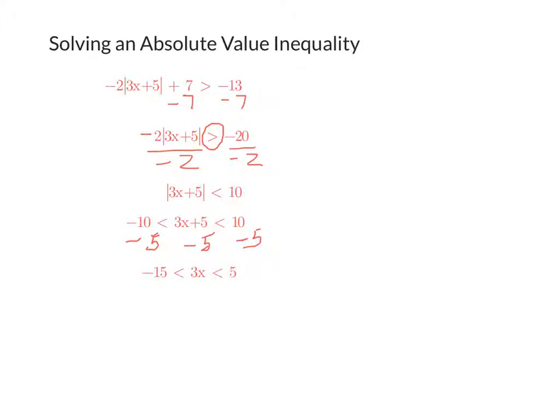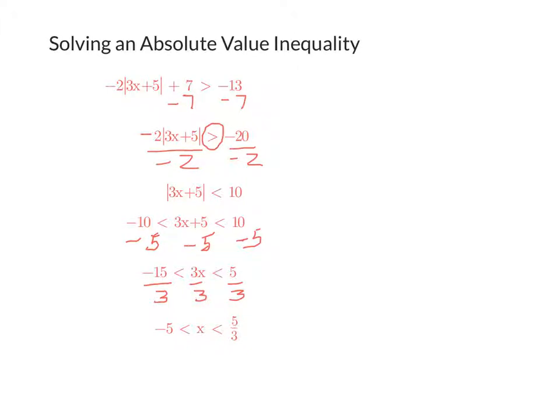Okay, and what I'm going to do at this point is once again divide both sides by 3, but in this case don't forget we're dividing by positive 3, so we don't have to change the sense of the inequality. So divide the left, the middle, and the right by positive 3, and we'll get our final answer. And we have for our final answer, minus 5 is less than x is less than 5/3.